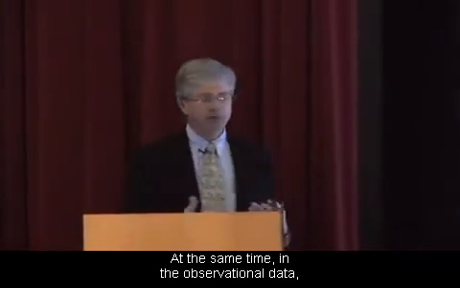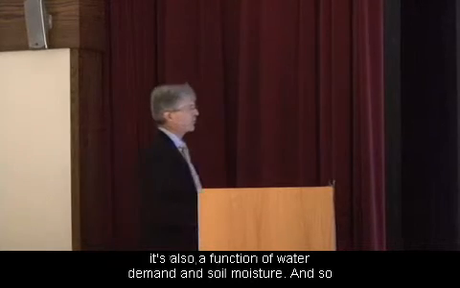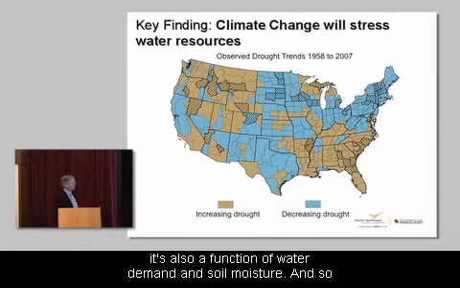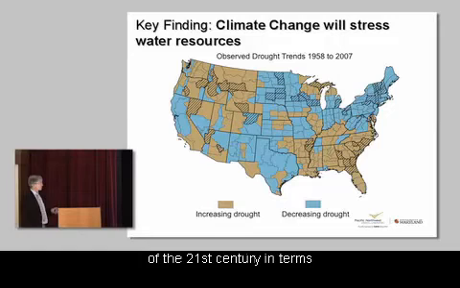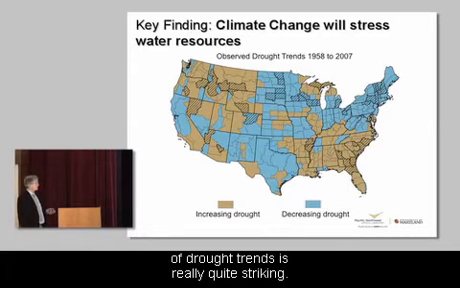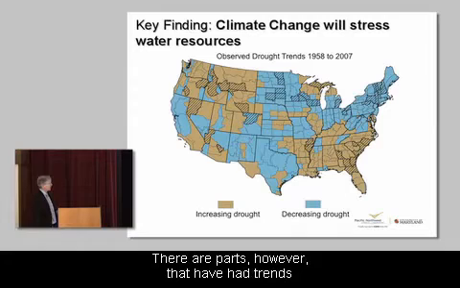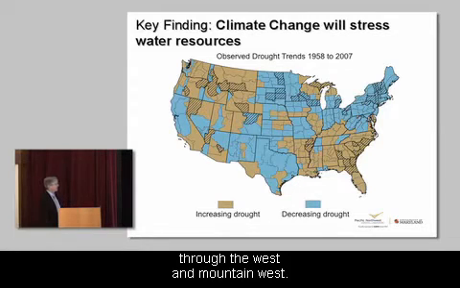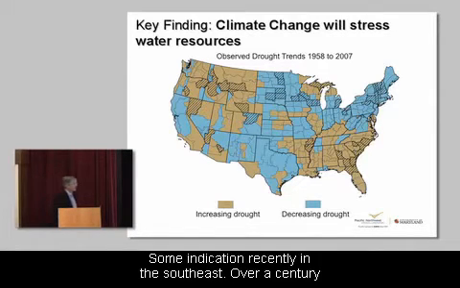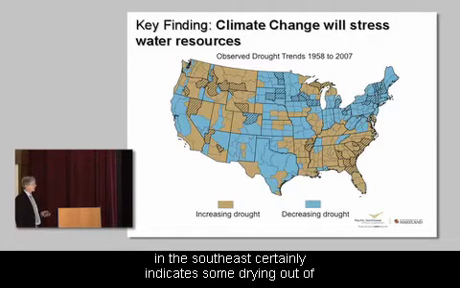At the same time, in the observational data, we took a look at what was happening to drought. So drought is not just a function of rainfall, after all, it's also a function of water demand and soil moisture. And so what's happened in the U.S. from the late 50s to the early part of the 21st century in terms of drought trends is really quite striking. Most of the U.S. has actually had a trend of decreasing drought. There are parts, however, that have had trends of increasing drought, in particular through the West and Mountain West. Some indication recently in the Southeast, over a century this is not so clear, but recent variability in the Southeast certainly indicates some drying out of that part of the country.